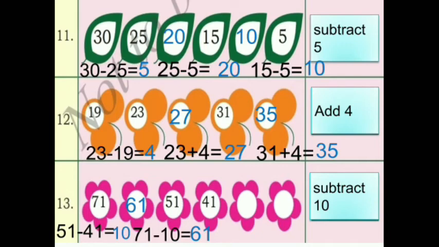Next we have 51 and 41. To find out the next number, we should subtract 10 from 41. What is 41 minus 10? Yes, 31. The next missing number is 31. To find out the next number, we should subtract 10 from 31. What is 31 minus 10? Yes, 21. The next missing number is 21.